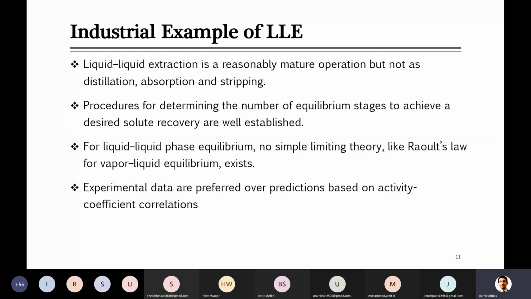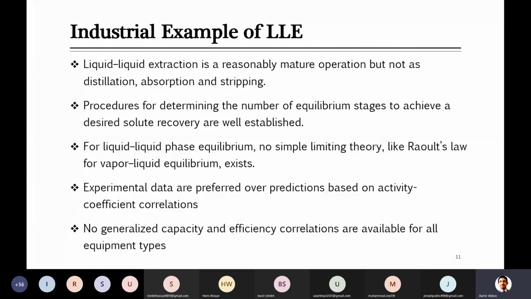So when there are no equations or theoretical basis for this, then we have to look for experimental data. Although there are activity coefficients available related to liquid extraction, they still don't predict these results well, so we always prefer the experimental data performed at lab scale and pilot scale. When someone is going to design equipment, they will go through these stages: lab scale, then pilot scale, and then they will design the large scale plant.